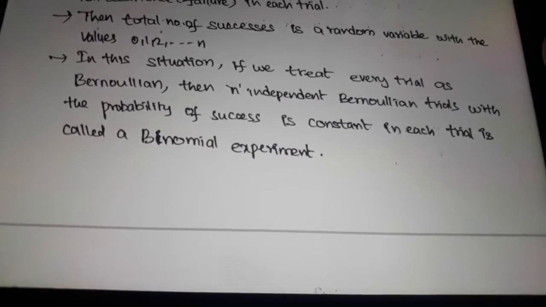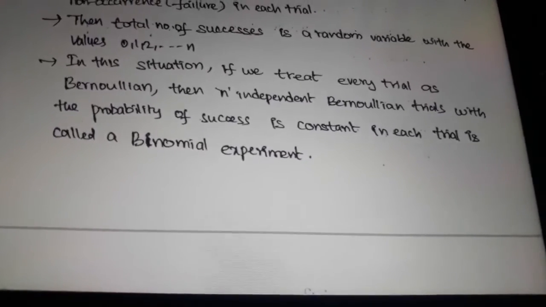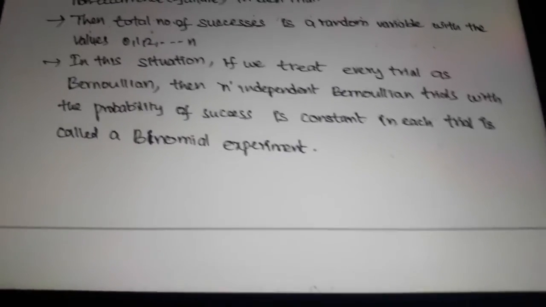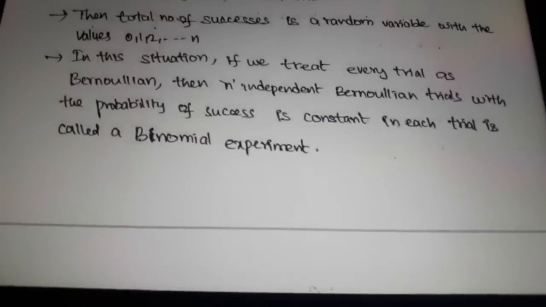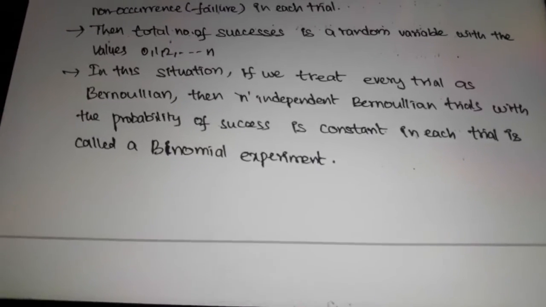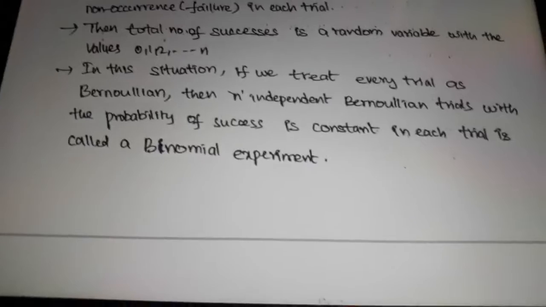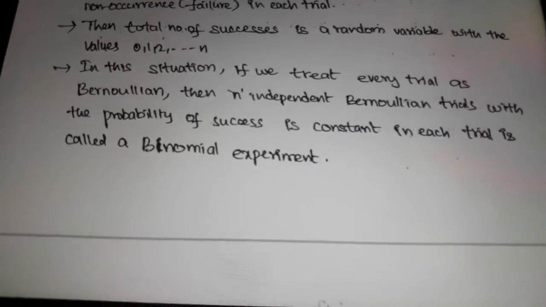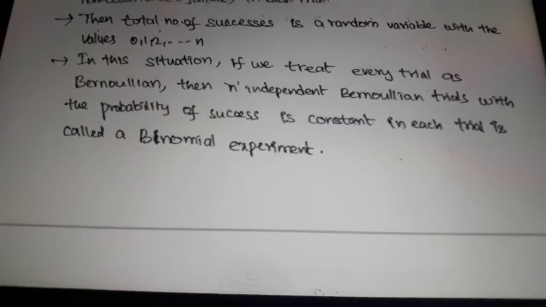In that type of situation, for the first trial, what is the probability of getting a head? It means 1 by 2. The second trial is also 1 by 2. For the third trial and every trial, the probability of success is the same, so it is only a Bernoulli trial. Actually, that type of n Bernoulli trials we consider is called the binomial experiment.